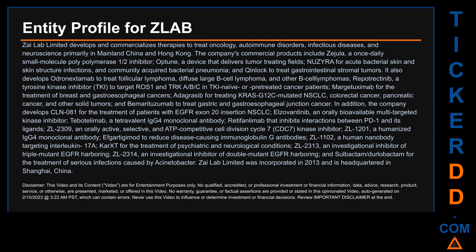ZL-2313, an investigational inhibitor of triple-mutant EGFR harboring, ZL-2314, an investigational inhibitor of double-mutant EGFR harboring, and sulbactam-durlobactam for the treatment of serious infections caused by Acinetobacter. ZLAB Limited was incorporated in 2013 and is headquartered in Shanghai, China.